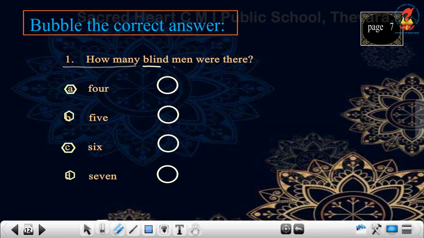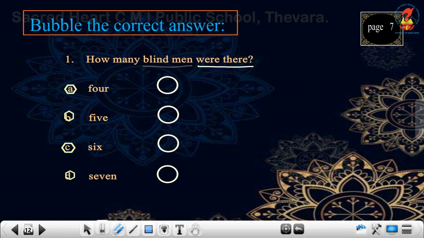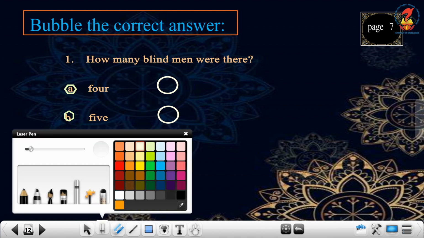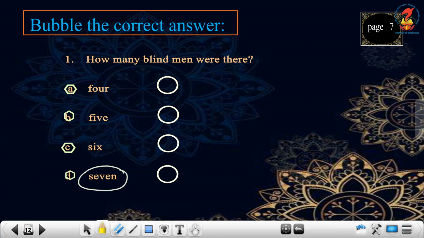How many blind men were there? Repeat after me, children. How many blind men were there? What is the answer to it? Read the options. Option A, 4, then 5, then 6, and then 7. So what is the correct answer? 6. So what do you have to do, children? You have to bubble the circle. So option C is correct.